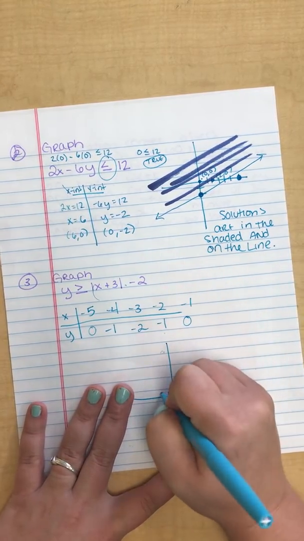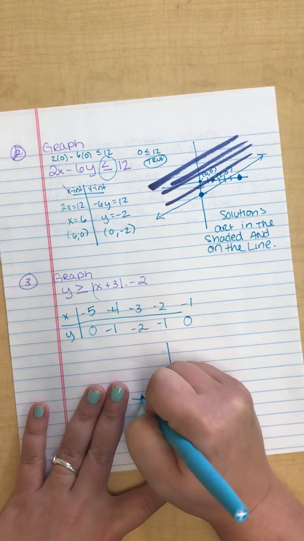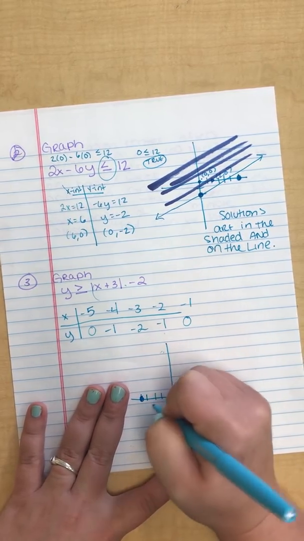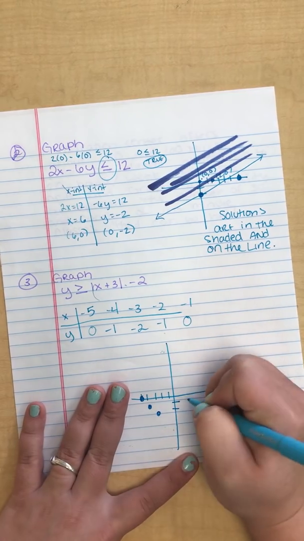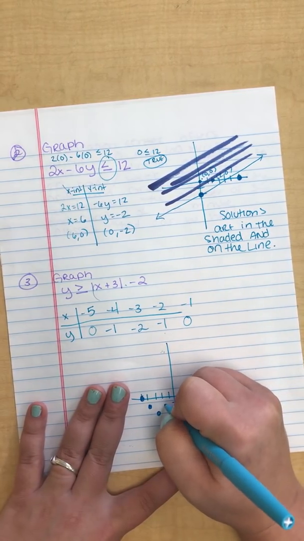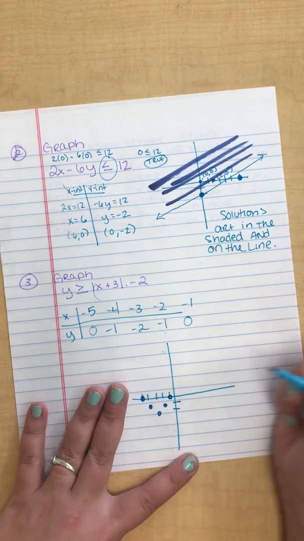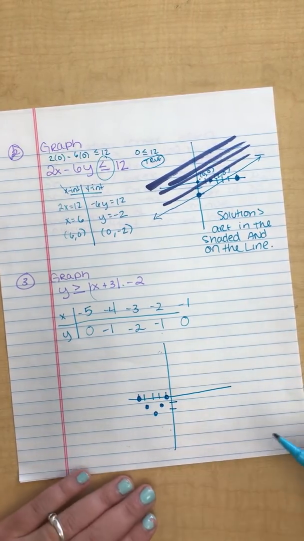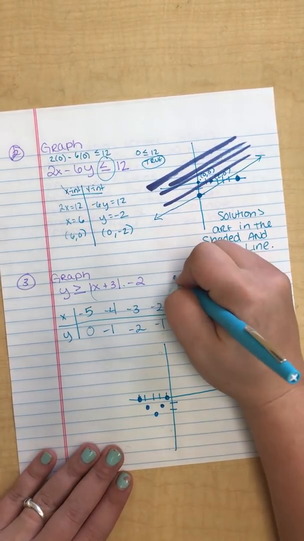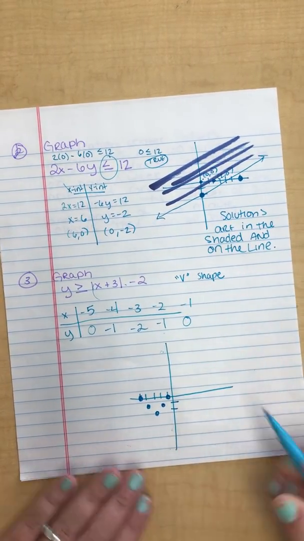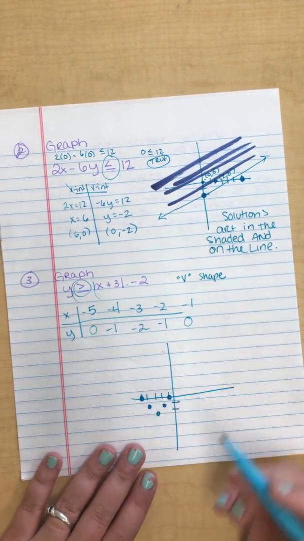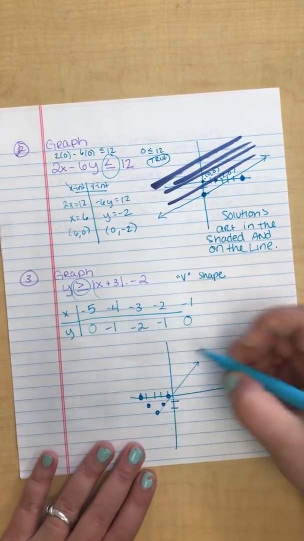Plot my points. (-5, 0), (-4, -1), (-3, -2), (-2, -1), and (-1, 0). Okay, so we have our V shape, because this was supposed to be a V shape because it's absolute value. All right, this one's going to be a solid line again because there's the equal to sign there.